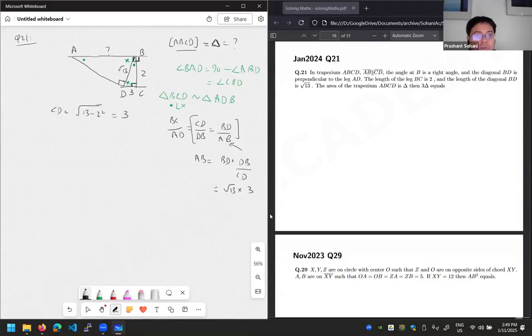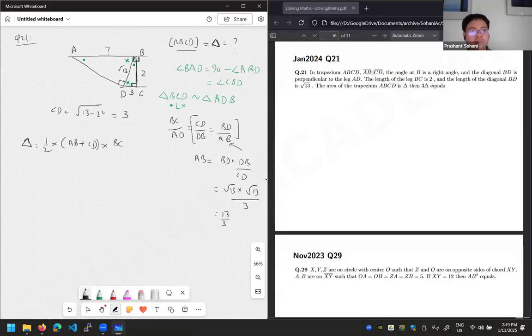Oh, sorry, it is, yeah. So it's actually BD square. Okay, so AB is 13/3. So therefore now I can just find the area. So the area of the trapezium, which is denoted by delta, is half into the sum of the parallel sides into the height. So in this case, the height is also this 2, right?